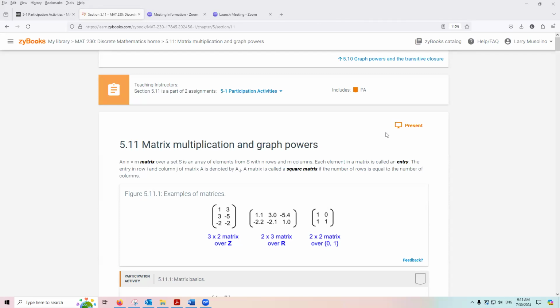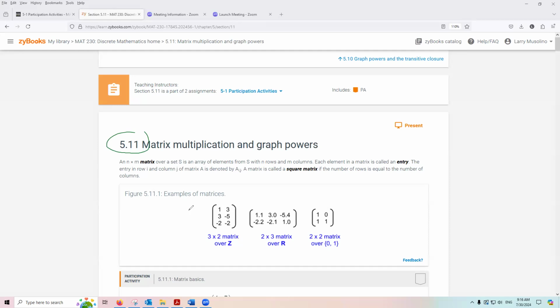I wanted to record a video on Module 5 in Math 230, and I wanted to go over a little bit about matrices. This is section 5.11 in zyBooks. Basically, think of a matrix as a table with rows and columns.